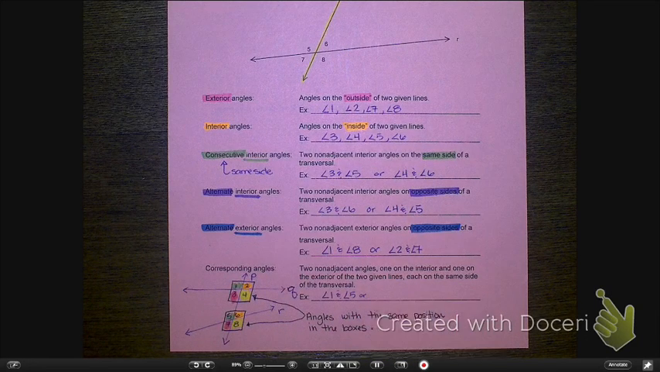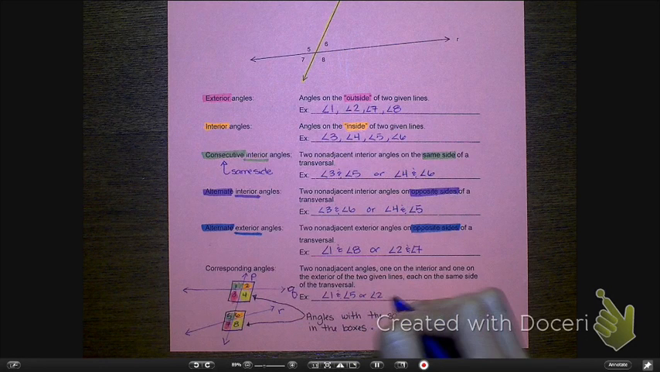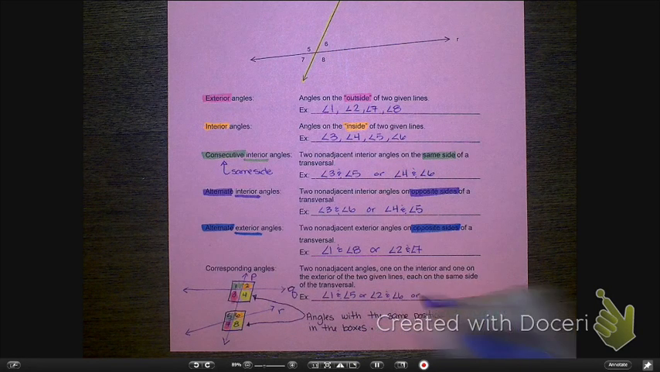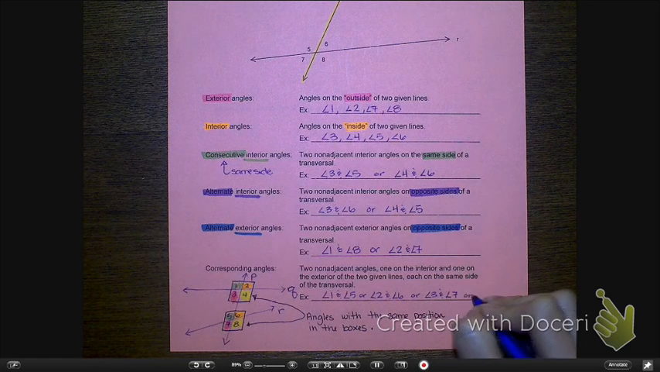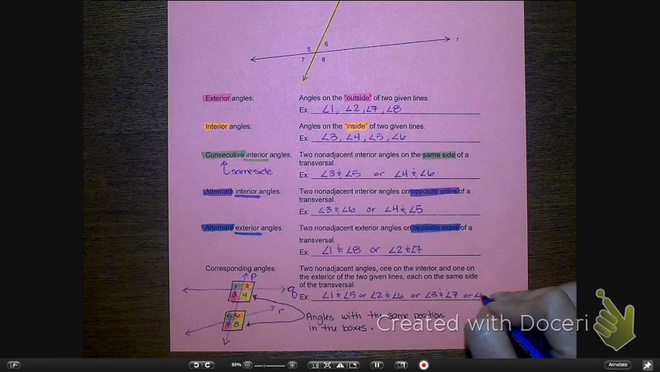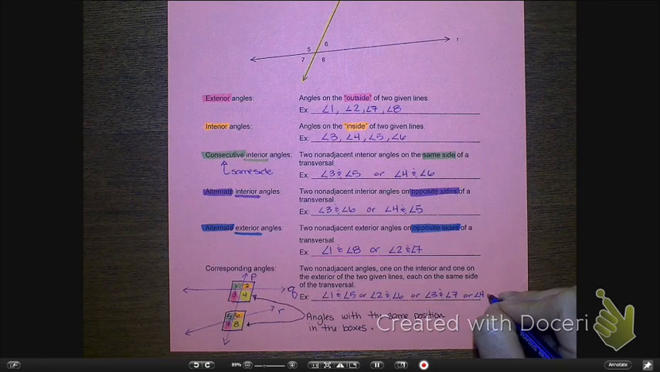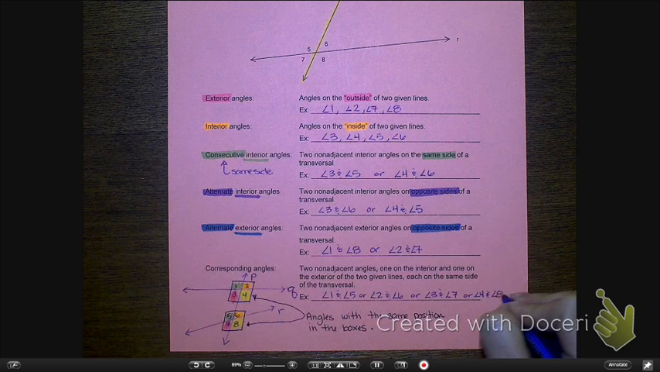We also had angle 2 with angle 6. We also had angle 3 with angle 7. And then we also had angle 4 with angle 8. Okay? So those are all our different sets of corresponding angles.